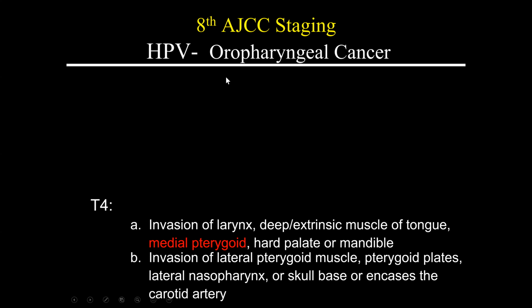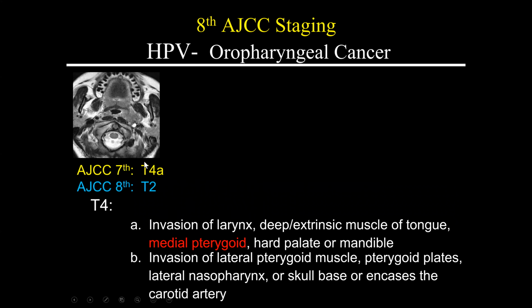Now, one clarification that we made in the 8th edition is to this involvement of the medial pterygoid muscle. So in the 7th edition, if you had a tonsillar carcinoma or an oropharyngeal carcinoma that extended into the parapharyngeal space and it abutted the medial aspect of the medial pterygoid muscle, many people would call this T4A disease. But in the 8th edition, this is T2 disease.